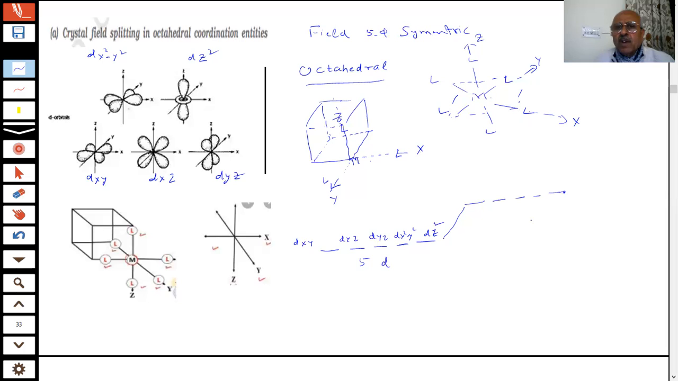The other three orbitals are not directed towards the ligands, so the ligand interaction with them is less. What will happen then? This will cause what we call crystal field splitting.